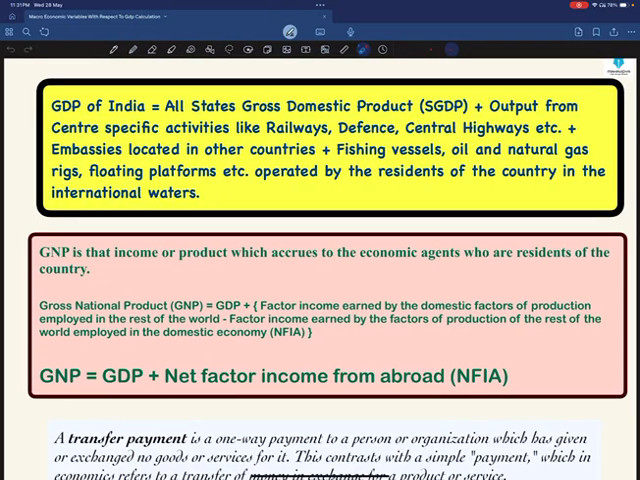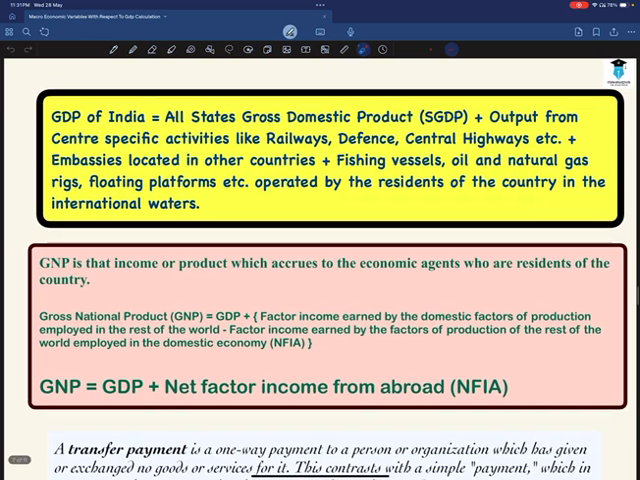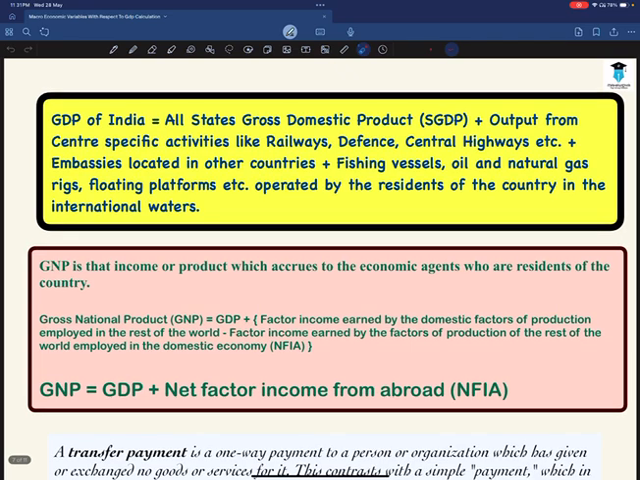In this video, we are going to learn about the various macroeconomic variables associated with GDP calculation. As we have seen in the last class, the GDP of a country is the sum of value addition of all goods and services produced within the domestic territory of a country.